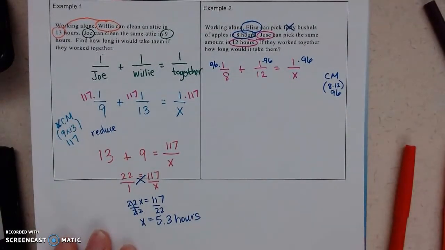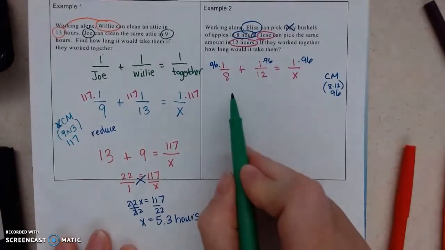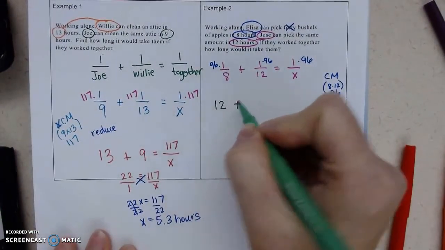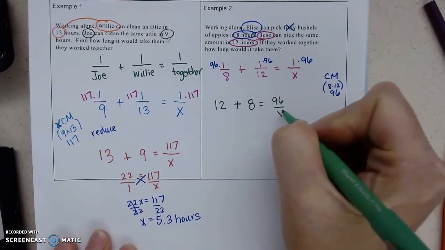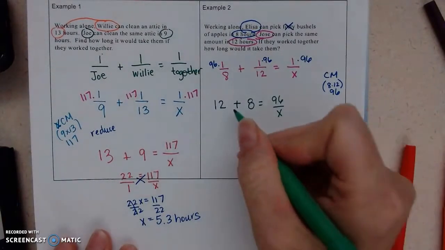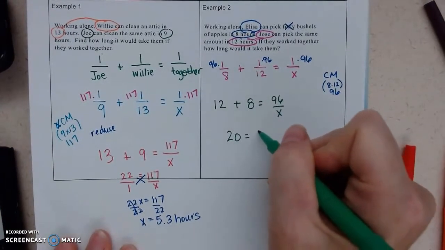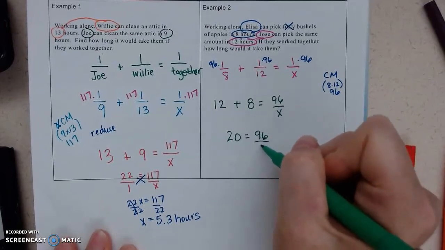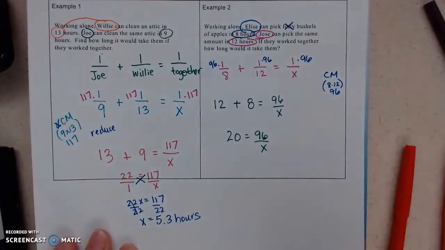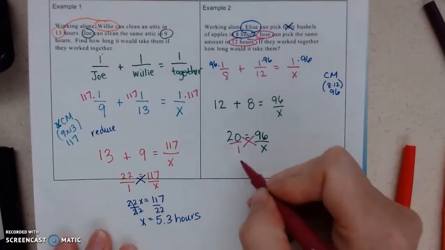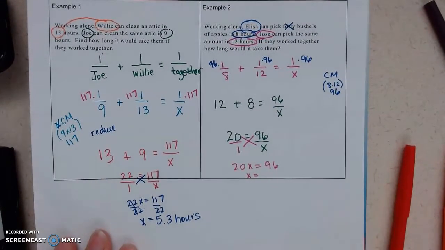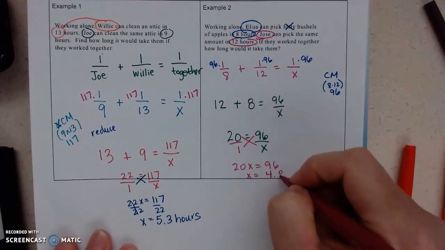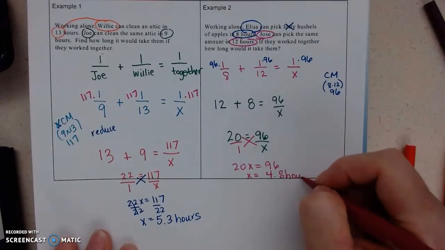So 96 divided by 8 is 12. 96 divided by 12 is 8. And it's 96 over x. So combine like terms, put this over 1, and we cross multiply. Divide by 20, and we get 4.8 hours if they work together.